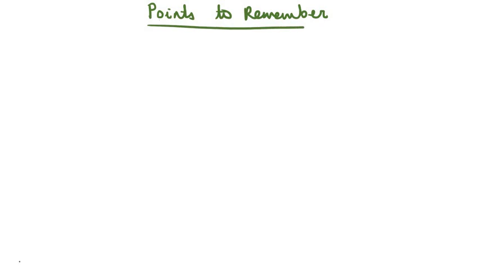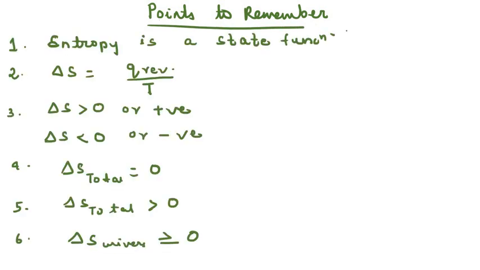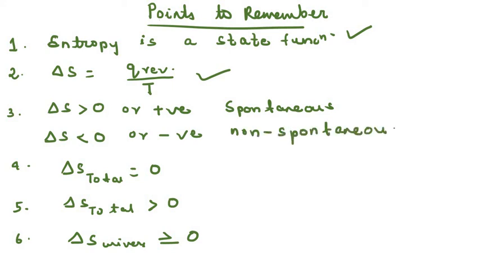Now, in this video, what are the important points that you should remember in the case of entropy? The first point is that entropy is a state function. The thermodynamic change in entropy is represented by Q reversible by T. The delta S value is positive for a spontaneous process, and for a non-spontaneous process, the delta S value will be negative.